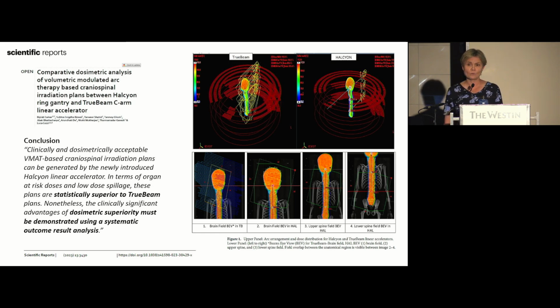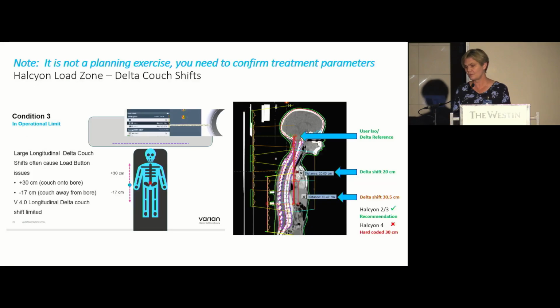Like I said, in India, they also did the study on more patients than just the one that we were looking at, or the couple we were looking at. Similar kind of configurations that you can reference if you want to do the C-arm versus Halcyon. The one thing that you always have to remember, it's not a planning exercise. There are differences on the Halcyon between version 2 and 3 and version 4. You always have to load the patient in what they call the load zone on the Halcyon. And in versions 2 and 3, this load zone is a recommendation, but in version 4, it's hard-coded. So there's actually a limitation in terms of how far from your reference position you can move your patient in.